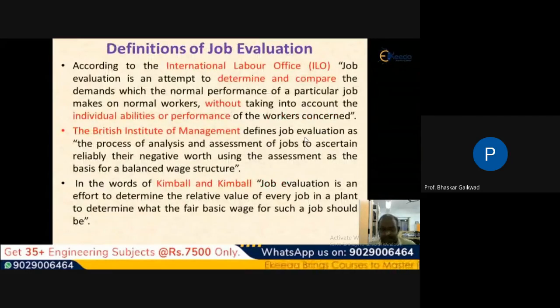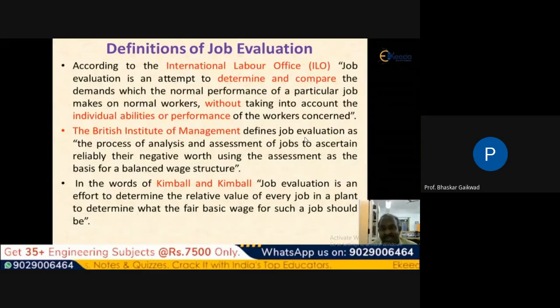So there are a lot of definitions provided. According to the International Labour Office, that is ILO, job evaluation is an attempt to determine and compare the demands which the normal performance of a particular job makes on normal workers without taking into account the individual abilities or performance of the workers concerned. So what is it?